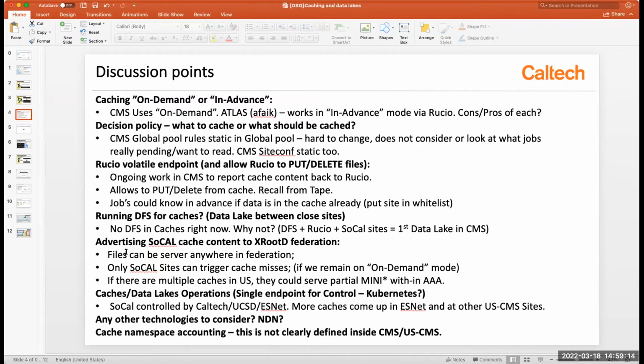And of course, there are many other things we are considering. We have more caches coming up in the US. How do we control them? Should we consider any new technologies like NDN? And how do we do the space accounting? So I think that's all I had, just to start the discussion.